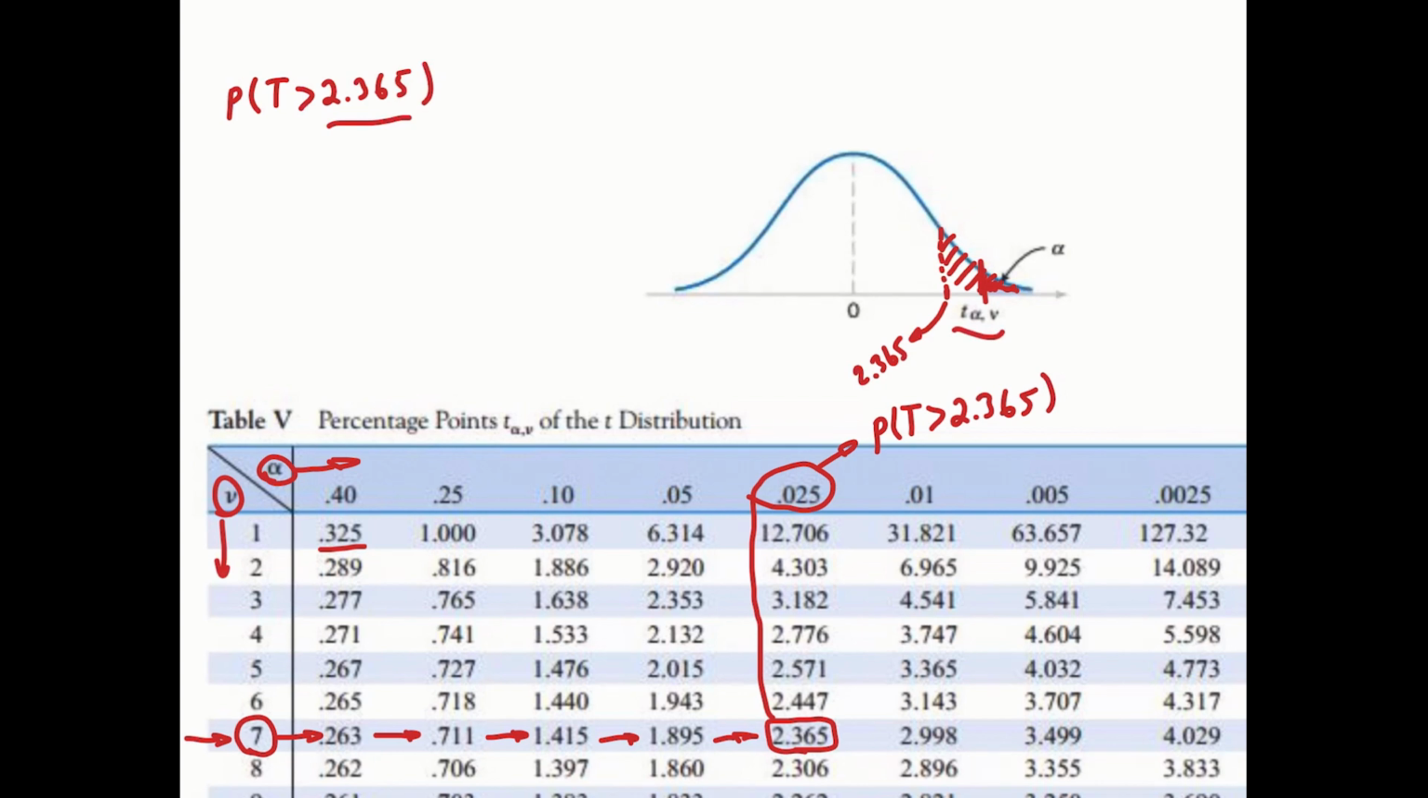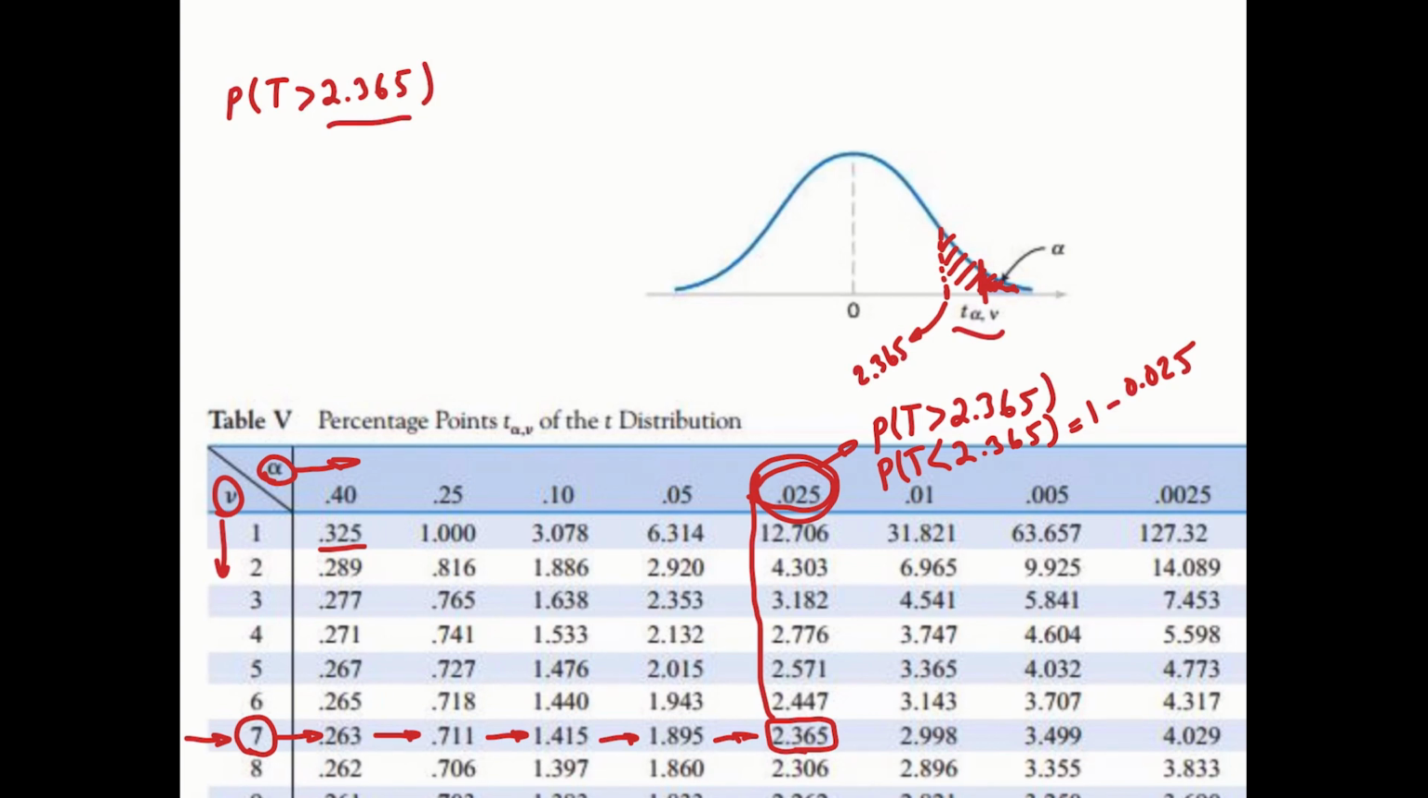Well, we know that the entire area under the curve is 1. So if you were looking for probability of t less than 2.365, you know what to do. It's 1 minus 0.025, which is this probability right here. So this is how we read probabilities. Probabilities are in the first row, and within the table we have the random variables. Okay?